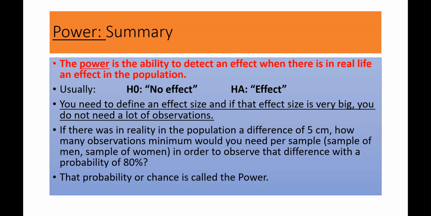If there was in reality in the population a difference of 5 centimeters, how many observations minimum would you need per sample in order to observe that difference with a probability of 80%? So in order to have a power of 80%, that's often the question you want to answer, okay? How many men and women per group do I need? If I wanted to detect a practical difference of 5 centimeters, that is, if there was indeed a difference of 5 centimeters between the population of men and women. With 20 people in each group, would I reach a probability of detecting that difference of 80%?